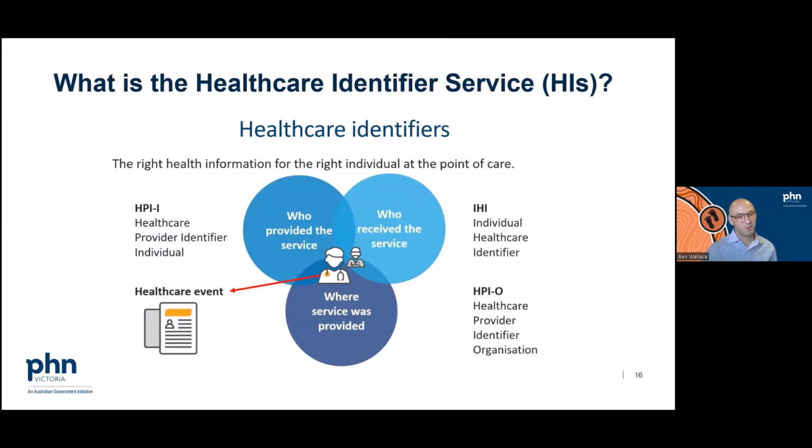Now, I must warn you, there are some acronyms coming your way. The healthcare identifier, or the HI service, is a central repository that assigns unique 16-digit identifiers to individuals, the IHIs, healthcare providers, the HPIIs, and healthcare organisations, the HPIOs. These identifiers are used to link patients with their healthcare providers and their health information.